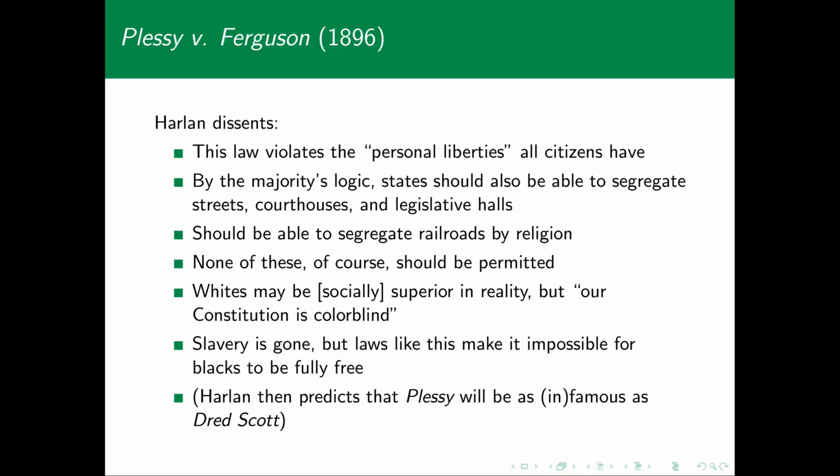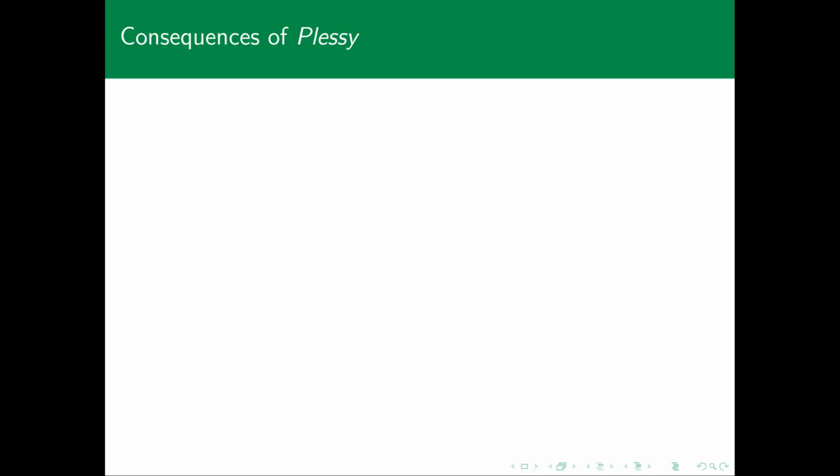So the consequence of Plessy is separate but equal. This is where we get separate but equal. And the court really ushered in that era of segregation that we know so well. This was the forefront of segregation. So Harlan said in his dissent there, we're going to be able to segregate everything now, and how true that was, how right he was.